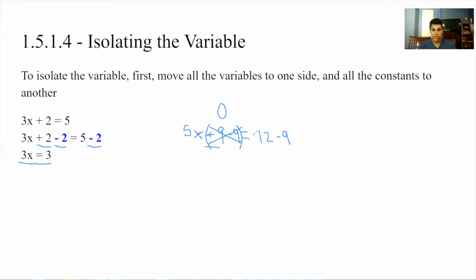Then on this side of the equation, I just need to make sure to do the same thing, otherwise my equation won't be equal. And so 12 minus 9 equals 3. So you're essentially just canceling out a value that you don't want on one side of the equation, but then moving it to the other side of the equation, so you're keeping the equation equal at the same time.